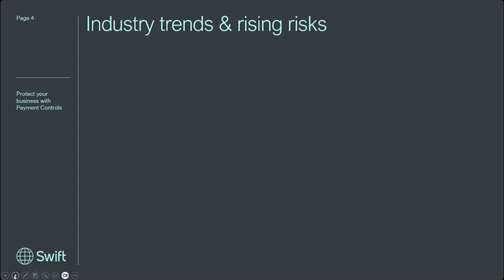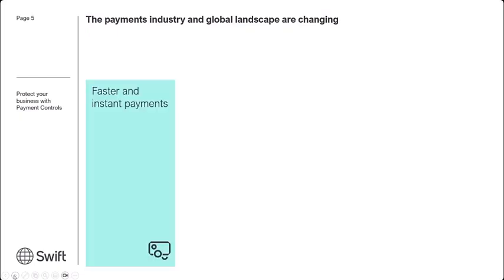So industry trends and rising risks. What are we seeing in the industry today? What are the problems that our customers are faced with? To maybe start us off quite broadly at the beginning, it's important to note that fraud is growing, operational errors are growing, and the impact that this is having on banks is more and more visible every year. Now, to understand why those things are happening, we will first need to take a look at the payment industry and how the global landscape is changing as well.